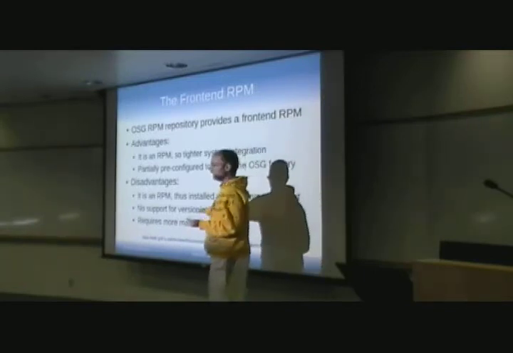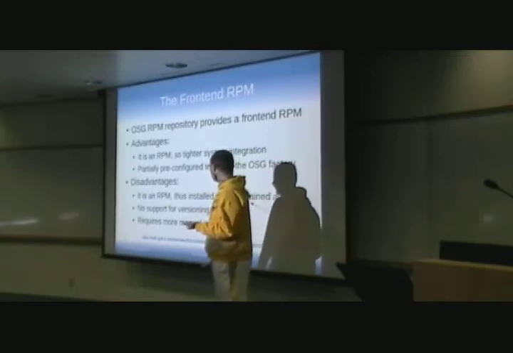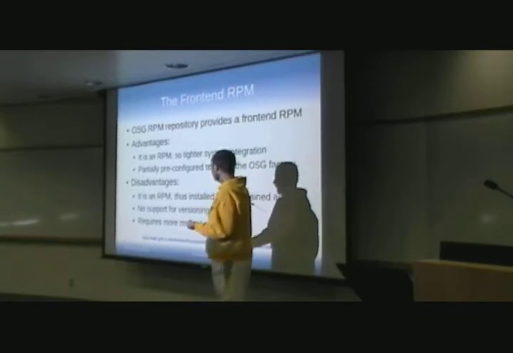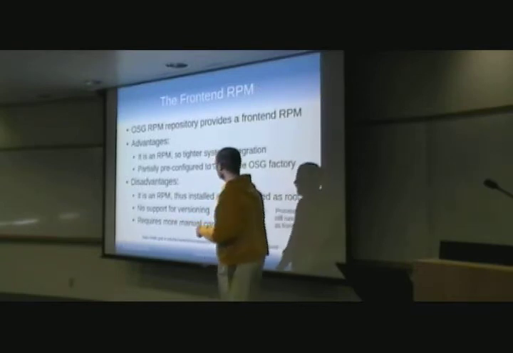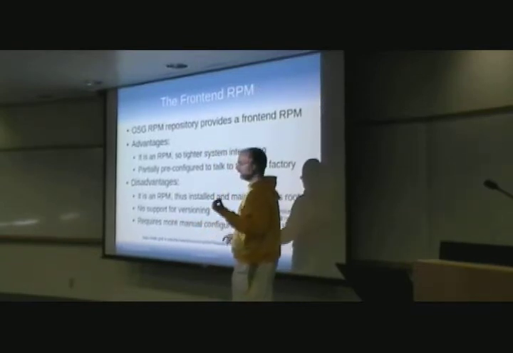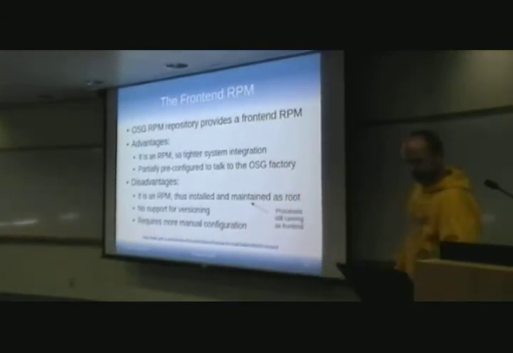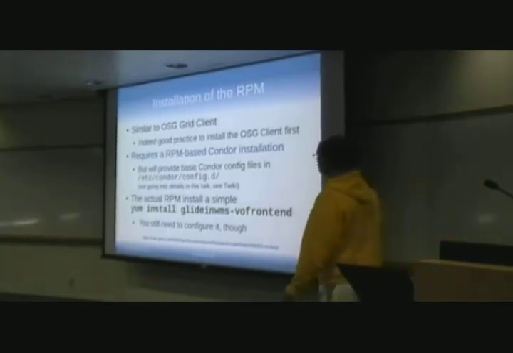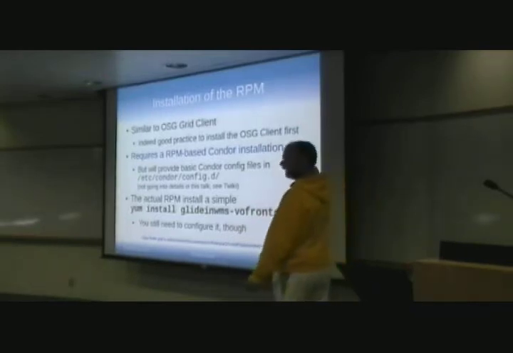There is no support for versioning, so no way to run two at once. And while it's partially pre-configured to talk to the OSG factory, it requires a lot of other manual configuration for other stuff. So it's actually harder to install than the other one. At least to configure. The basic installation is pretty easy, but then you can configure it slightly more. It's similar to the OSG grid client with all the Apple stuff and stuff like that.